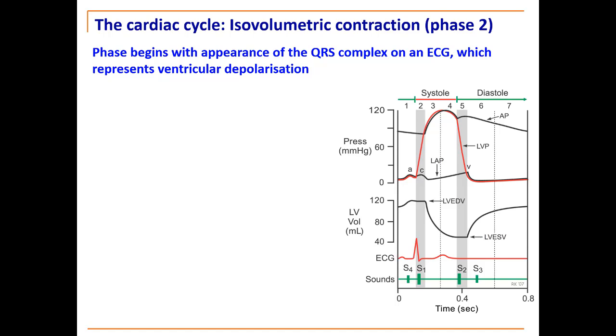So after phase 1, we move into phase 2. So you're looking in the image at the number 2. And this is where you get what's called isovolumetric contraction. And this phase appears with the appearance of the QRS complex on an ECG. So here's your QRS complex on your ECG. And that represents ventricular depolarization, which means very soon afterwards, you're going to get ventricular contraction. And that's why we're in the systole phase, in the ventricular contraction phase.